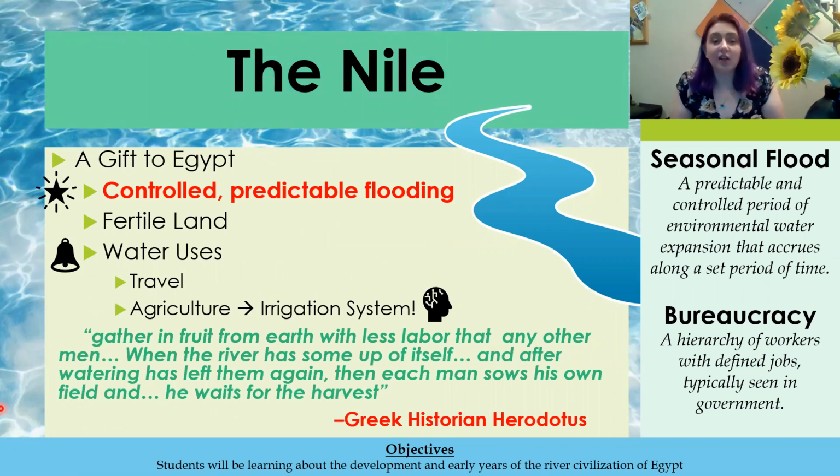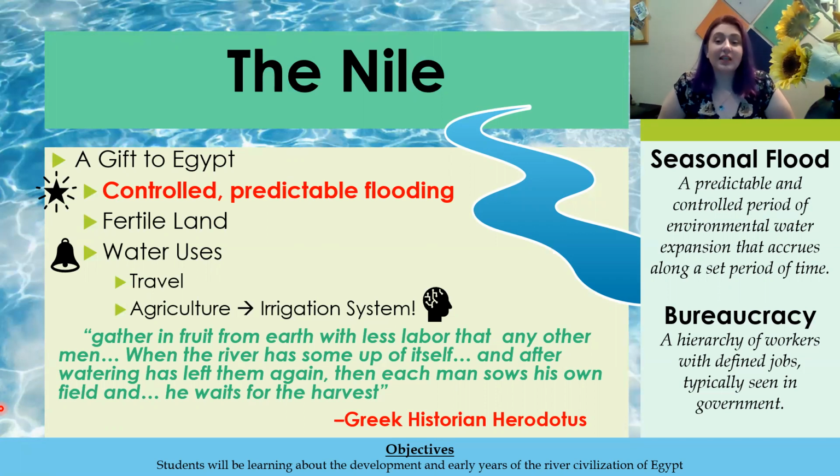So like I said, the Nile is a gift to Egypt. It is the foundation of what Egypt is. Without the Nile, early Egyptian culture could not have been developed. It was developed around the Nile, and we'll talk more about that when we talk about the religious practices of the Egyptians. But the best thing to know is that the Nile, unlike the Indus River and unlike the China River, has very controlled, predictable flooding.